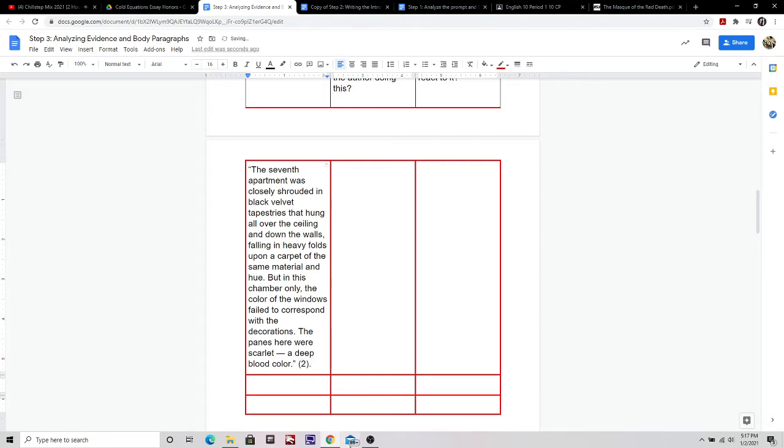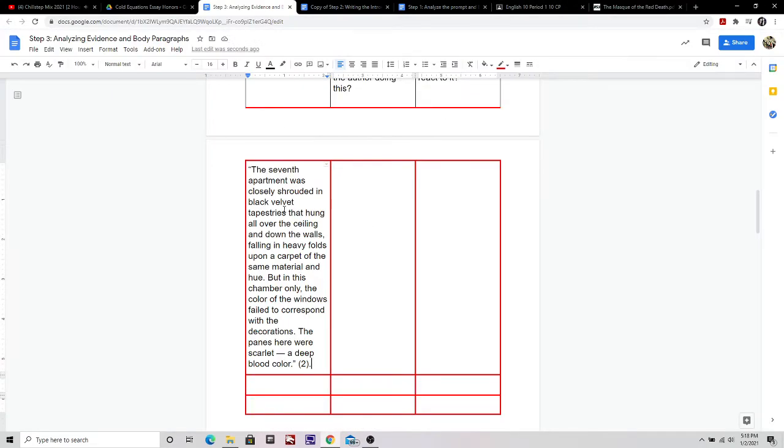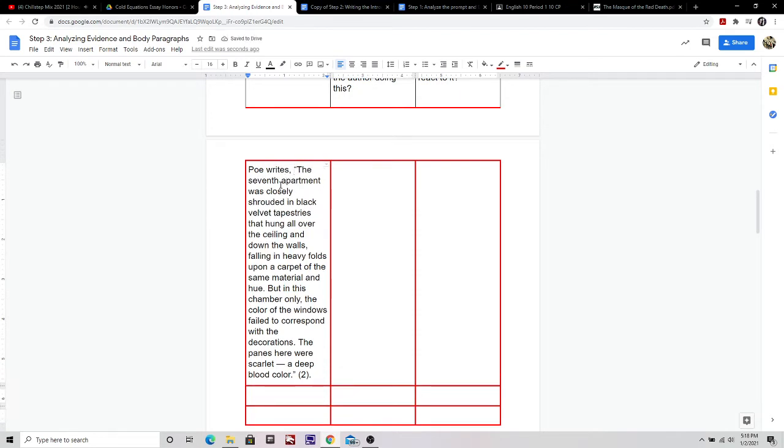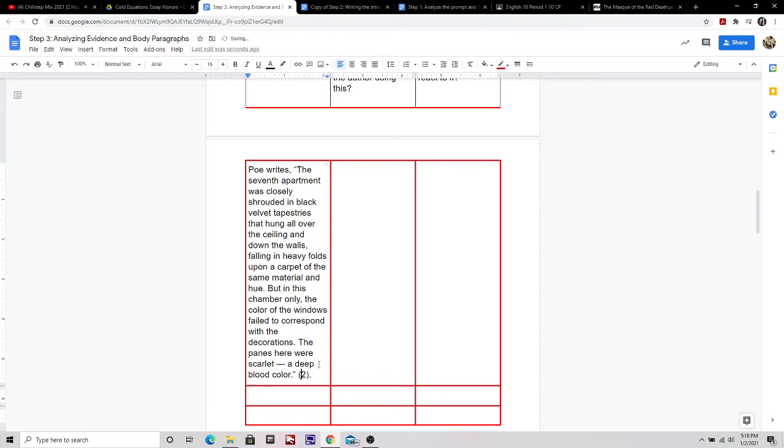I'll just put that like that. I'll double check real quick. Yeah, 2nd page, right? And Edgar Allan Poe writes this, right? So we could just put something like this. Poe writes, comma, quotation mark. All right, that's one way to do it. We could also have a different lead-in, like in the story it says, in the text it says, the narrator says, or something like that. And if we did that, we would change this to Poe 2 at the end, right? Because we have to have the author, the page number, and the quotation marks, okay?